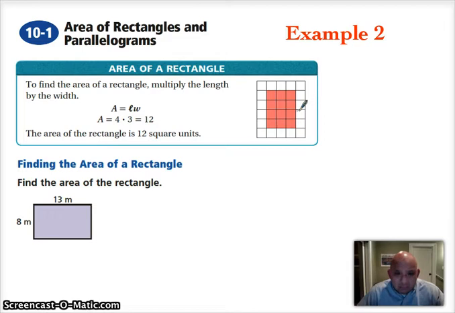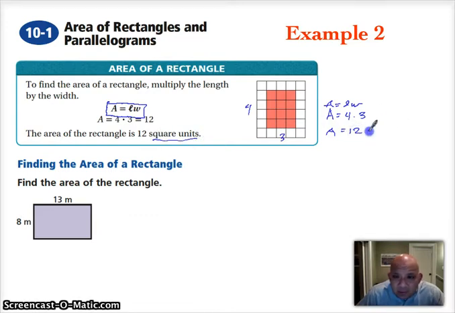Example number 2. Here we're going to look at the area of a rectangle. The formula for the area of a rectangle is area equals length times width. In this case, we have a rectangle that is 4 units by 3 units. When we write down the formula for the area, it's area equals length times width. We substitute the variables with the measurements, and area equals 4 times 3. Area equals 12. 12 what? In this case, it's just square units.